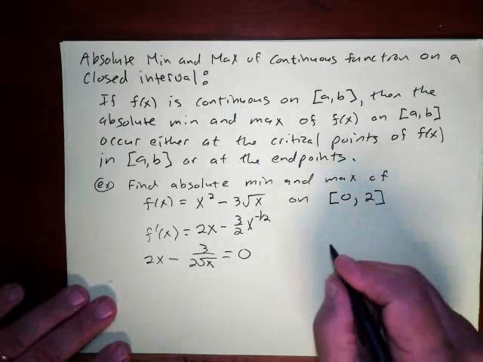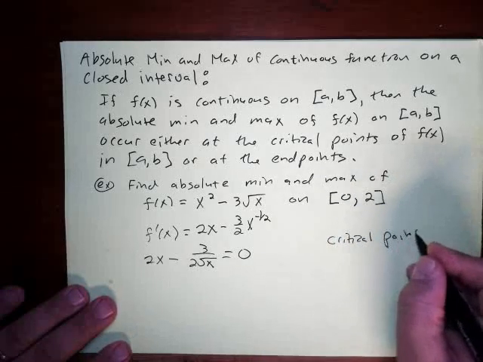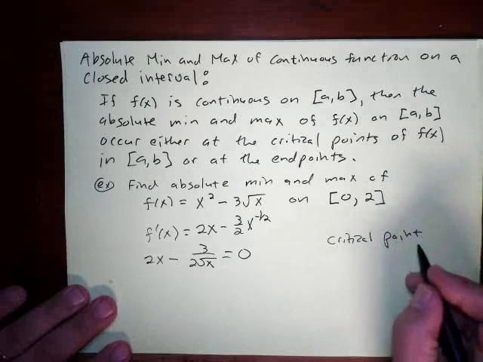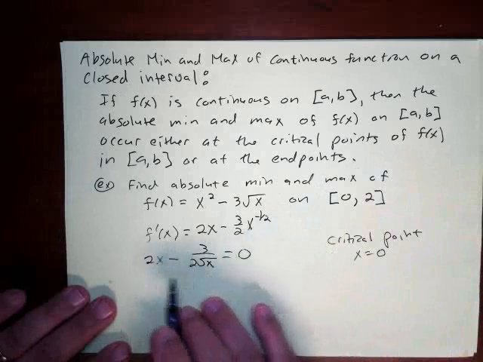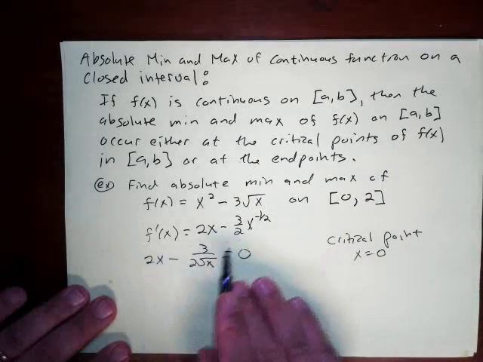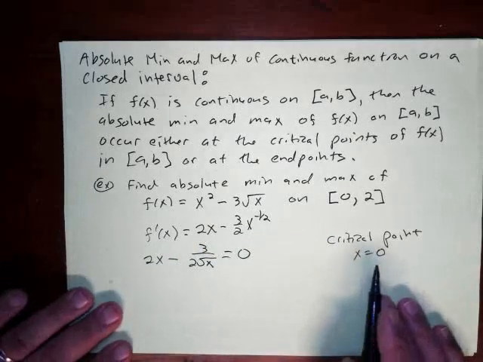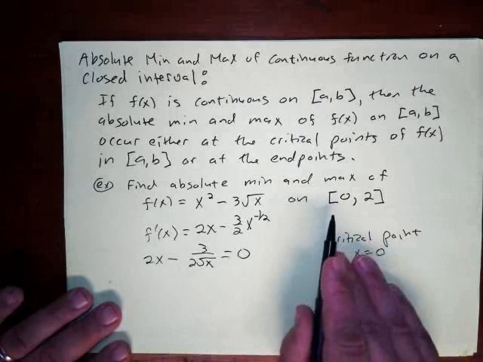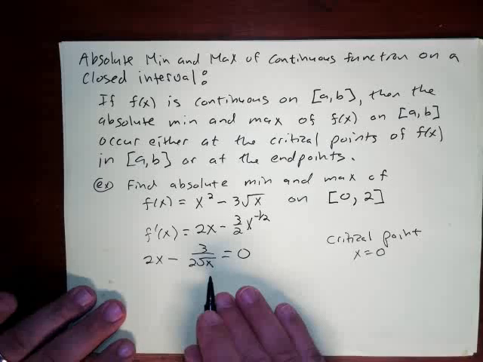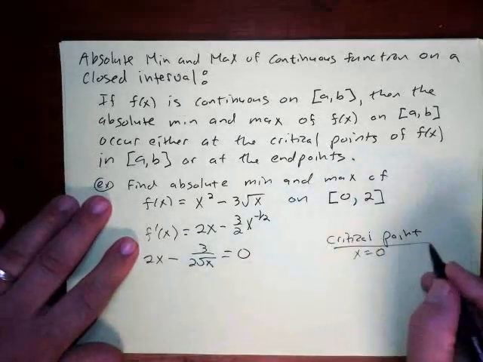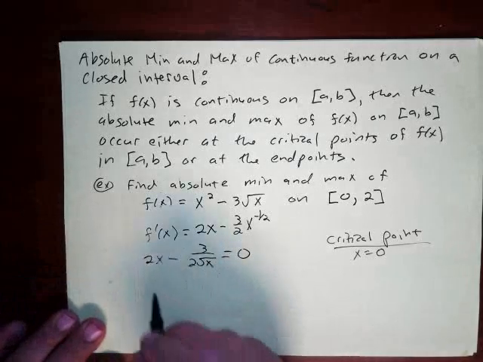So already we can see we have a critical point when x is equal to 0. Why is that? Not because the derivative is equal to 0, but because the derivative is undefined at that point. Now that also happens to be the endpoint of the interval, but that would still be considered a critical point, where it's undefined. So now I'm going to solve this equation and see if there are any more critical points.